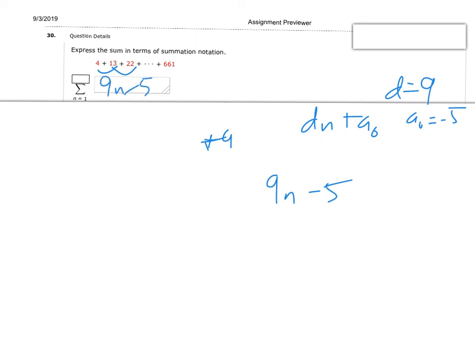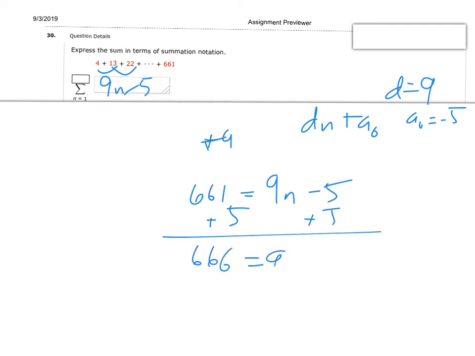Now I just need to figure out what that last number is, so I'm going to set it equal to 661 and see what n comes out. So add 5 over here, so 666 equals 9n. Divide by 9. And that would be the 74th term.